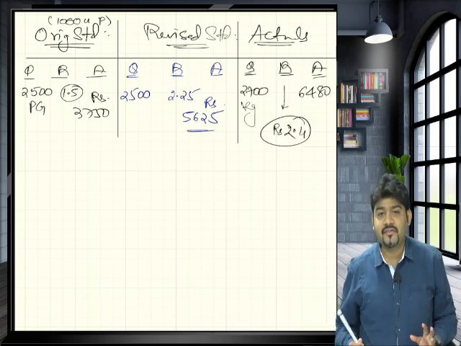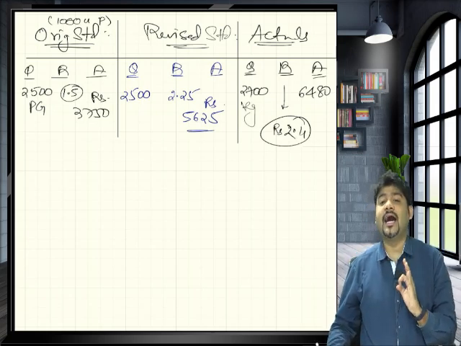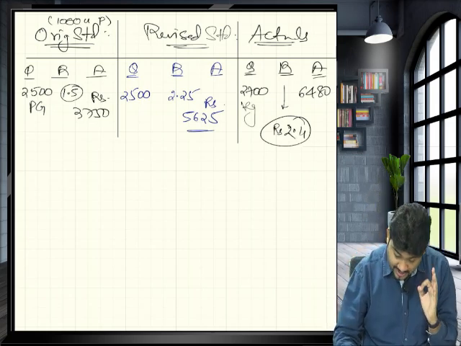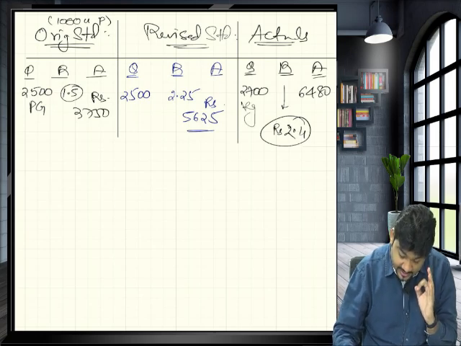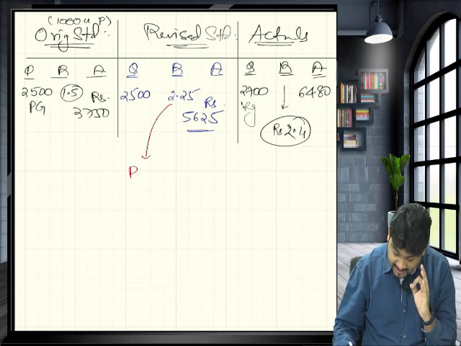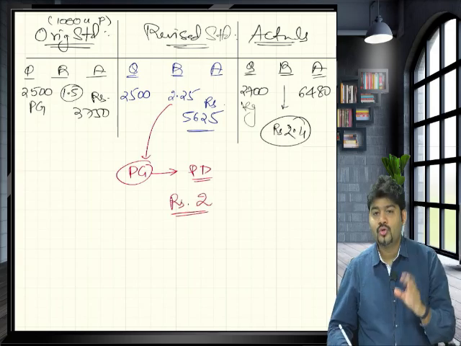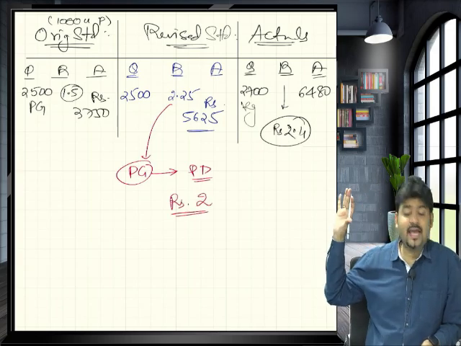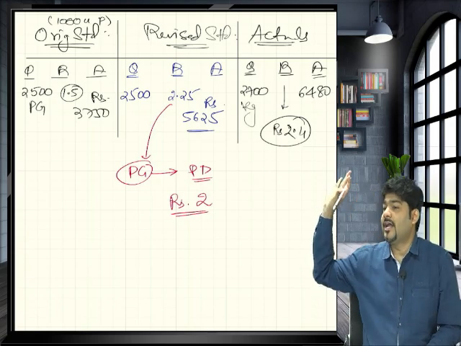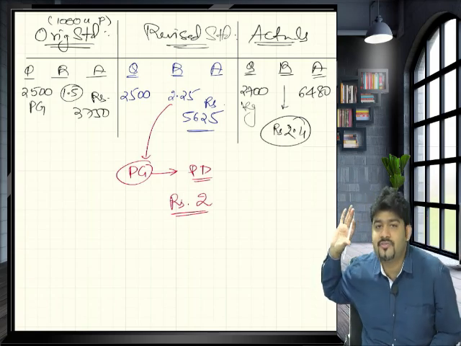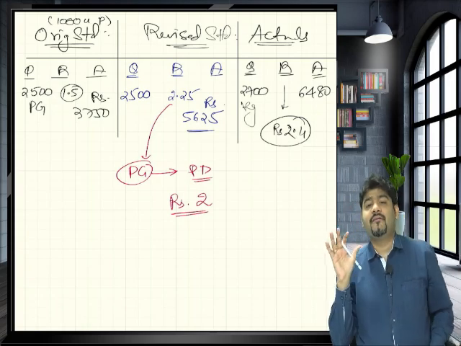5625. Are we clear, everyone? Now we will start with our analysis. Alternatively, we will just write here that instead of this PG, if you had bought PD, how much would it have cost us? Rupees 2. So can I say this table now has all the information, and now we have to use our standard costing formulas to solve this question? Yes, everybody, yes or no?